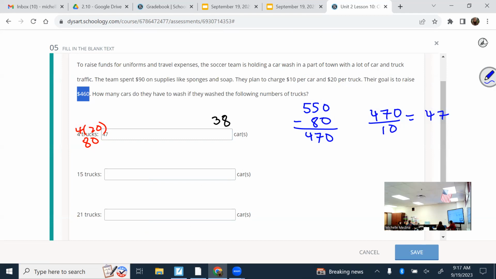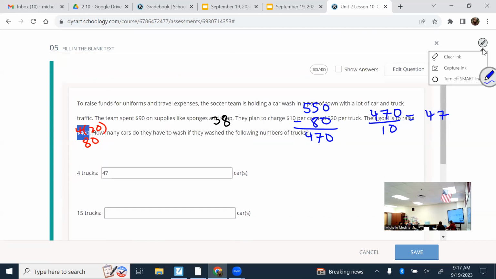Does that make sense? Okay, let's see if anyone has another question, we could do that one since it's the same process. Now it's just you're doing 15 times 20 and then subtracting it from 550. Any other questions? Okay, then we can continue with this one.